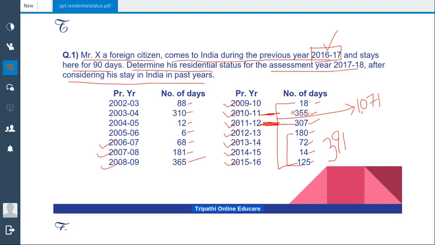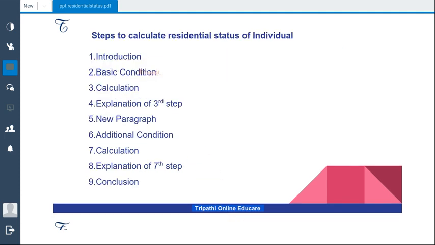Right? So we have discussed this case or problem. Now we should know how to solve this case or problem. For that, you should remember the steps. There are 9 steps which you are supposed to follow. They are: first, introduction; second, basic condition; third, conclusion; fourth, explanation of third step; fifth, new paragraph; sixth, additional condition; seven, calculation; eight, explanation of seventh step; ninth, conclusion.